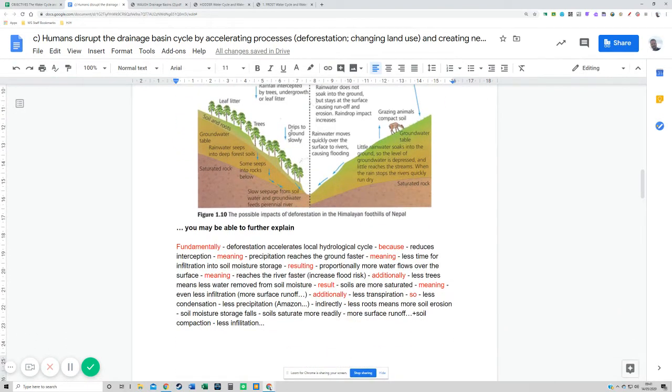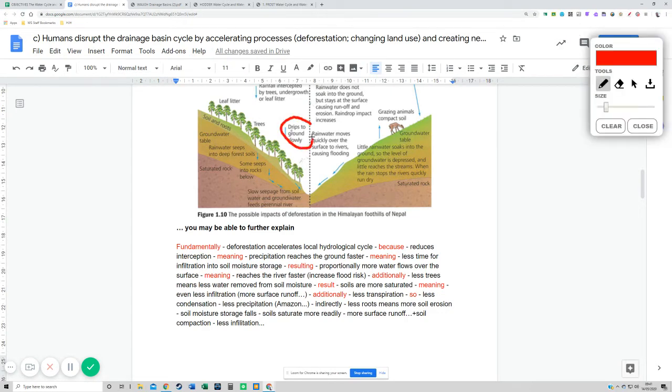Anyway, so fundamentally, deforestation does accelerate the local hydrological cycle, so directly linking to the spec. Like it says there, one reason is it reduces interception. Interception, if you remember, is the rain striking plants before it reaches the ground. So if you've got lots of interception, it slows the water down, like it says here on the diagram, where you've got the drips to the ground slowly. The emphasis being on slowly, rather than rainwater striking the ground immediately and then going straight towards the river.